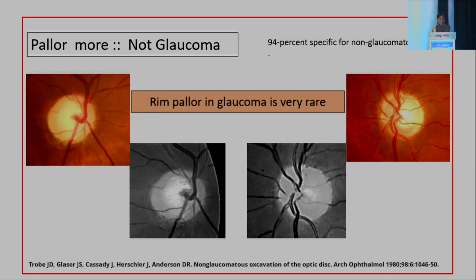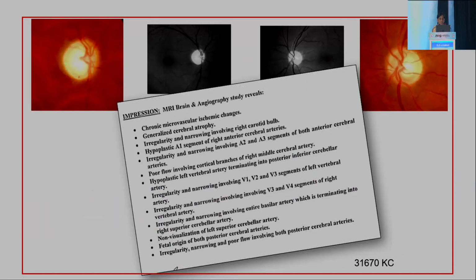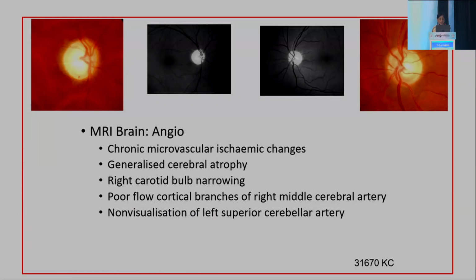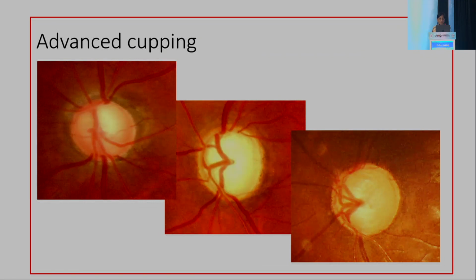Here you can see a patient who has NRR pallor, and here we investigated, and the patient had something else, and underwent MRI. Concentric atrophy and laminar dot sign can be seen because of loss of neuronal tissue. This is advanced cupping here.